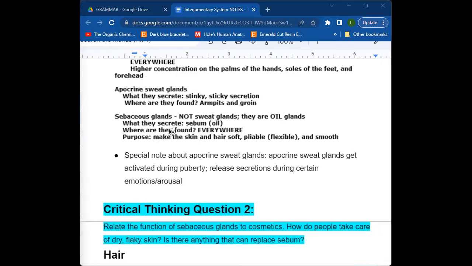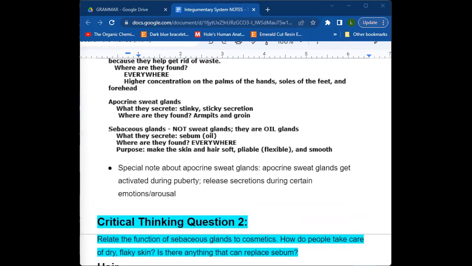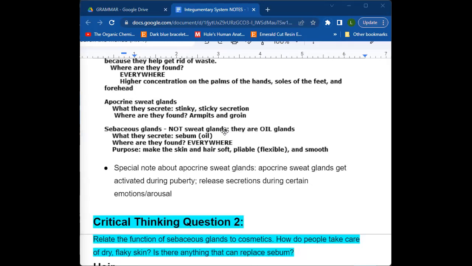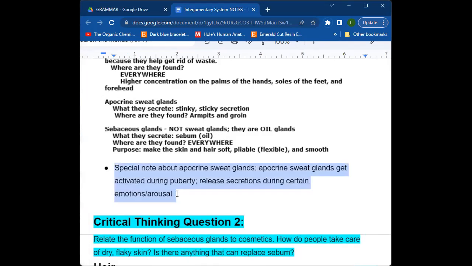Okay, then for the apocrine sweat glands, we need to know that those are supposed to be the stinky sweat glands. Those are supposed to be found in the armpits and the groin. The apocrine sweat glands get activated during puberty, and they release secretions during certain emotions, such as arousal.